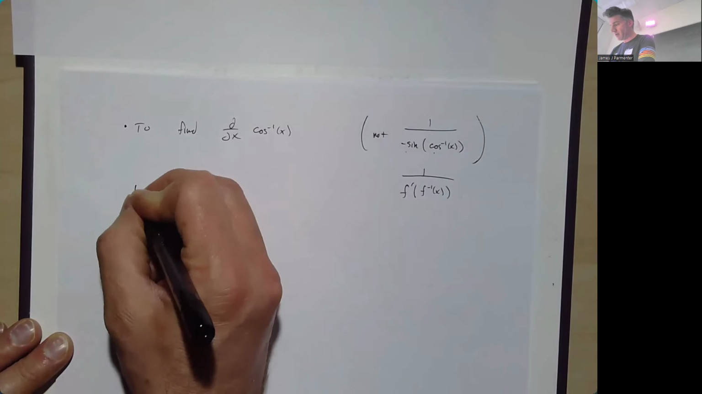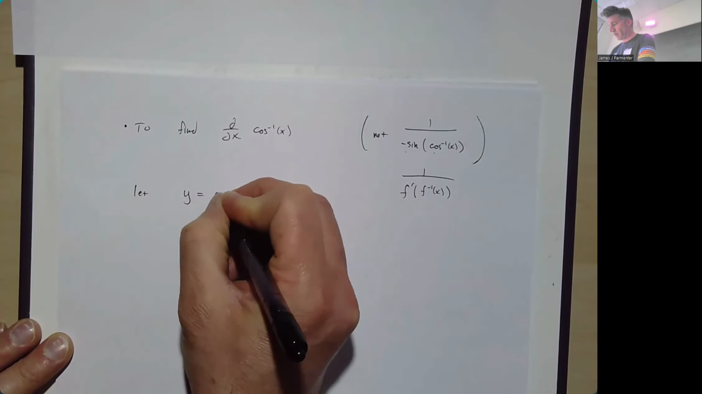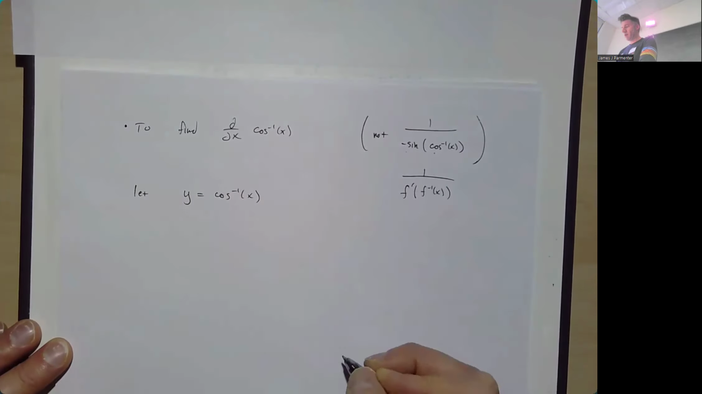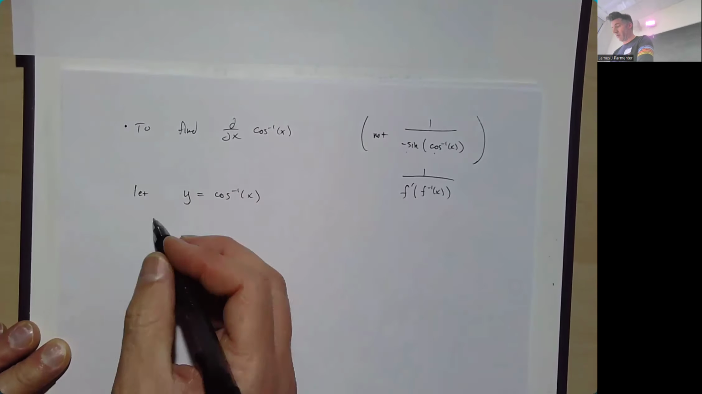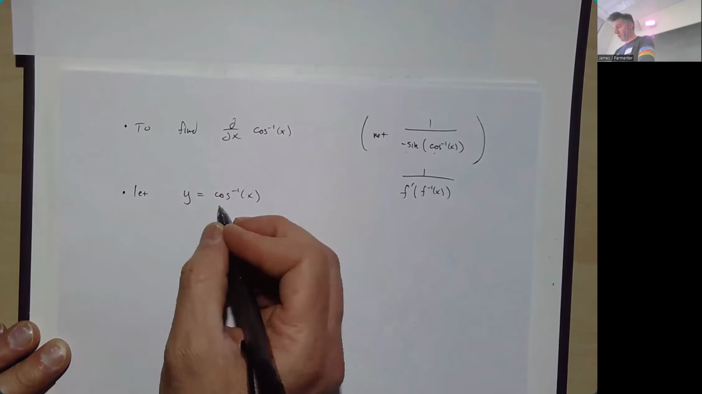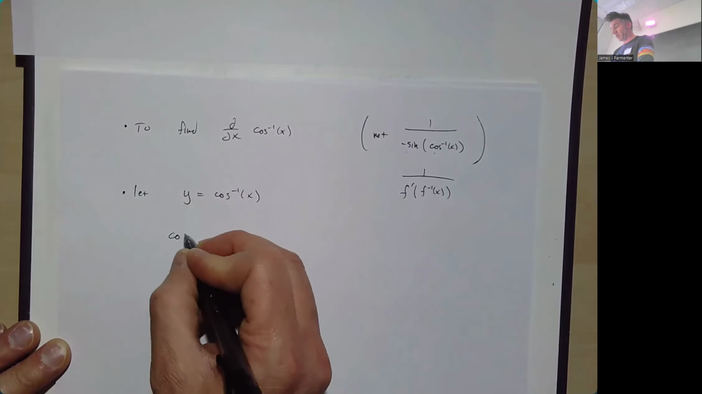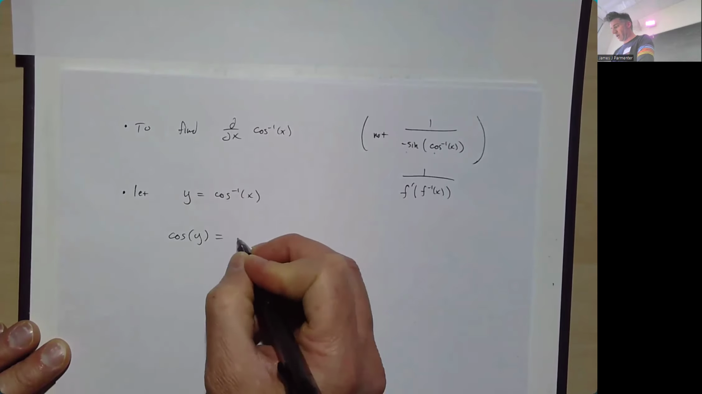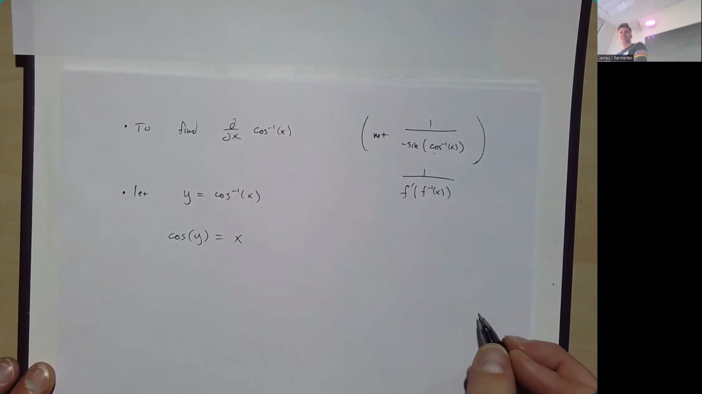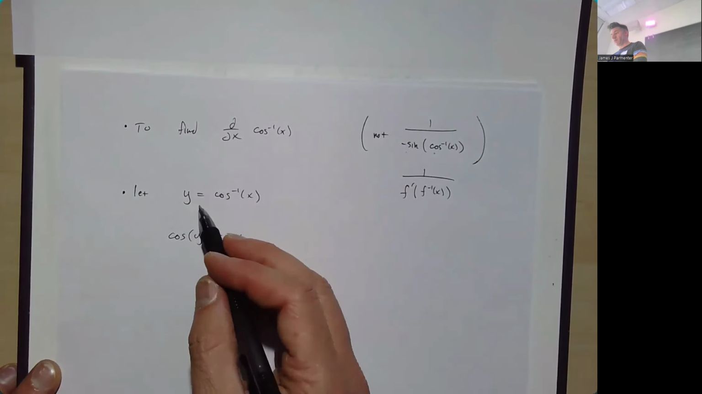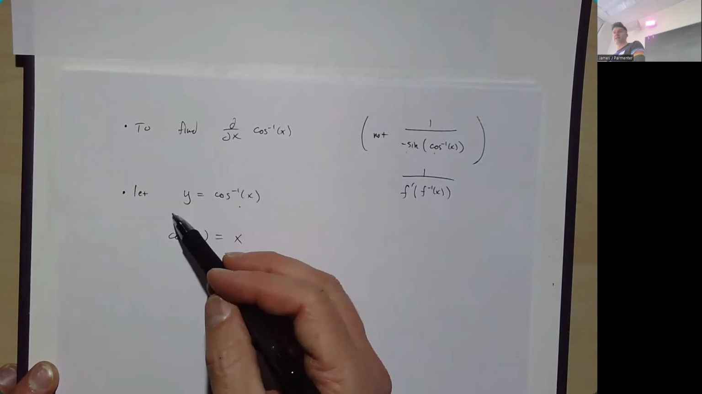we're going to let y equal the inverse cosine of x. And then we're going to get rid of the weird function, the problem function, by taking cosine of both sides. Cosine of y is equal to x. We're undoing the inverse, right? If y equals inverse cosine of x, then cosine of y is equal to x.